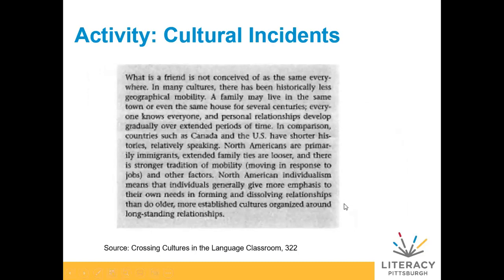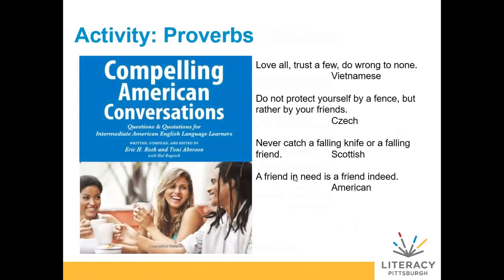And actually, there's another book, the Cross-Cultural Dialogues, that talks about how you can create these situations yourself, or generate them from your students. Have them talk about a situation where someone acted in a way that confused them.